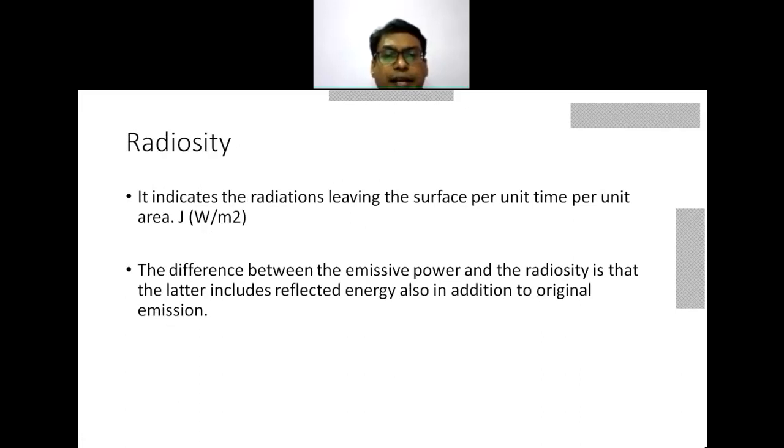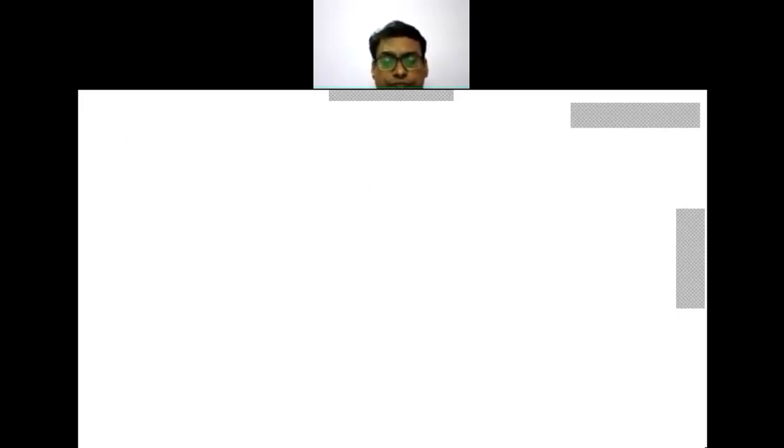Then radiosity, it indicates the radiation leaving the surface per unit time per unit area. The difference between the emissive power and radiosity is that the latter includes reflected energy also in addition to the original emission.